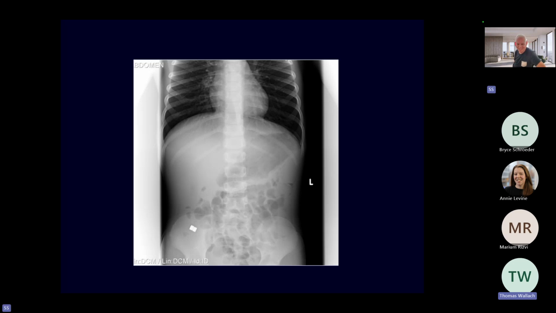The new version with the super tiny magnets and balls, the ones that they make bracelets out of. I've spent hours getting those out of a kid's stomach and eventually used a magnetized probe. Hold that thought, Dr. Wallach. Hold that thought. What's this?